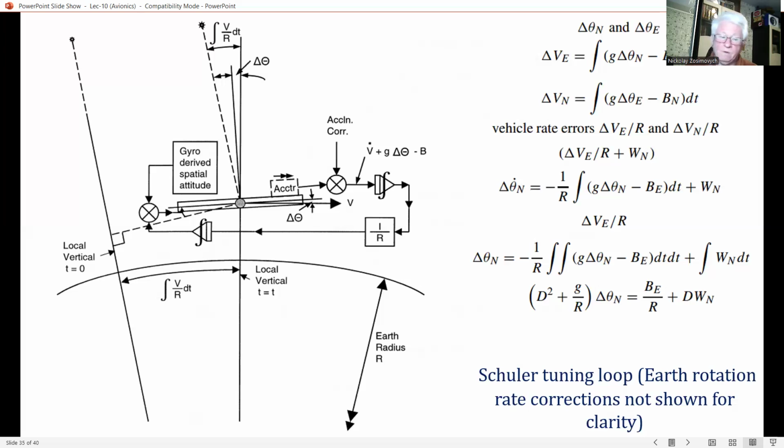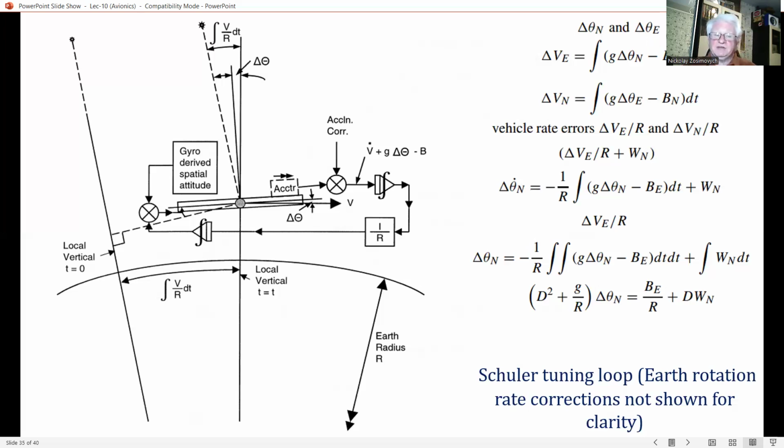second, gyro drift rate, which introduces a direct error in the applied vehicle rate about the north and east axes, W sub N and W sub E, and has a major effect on the system accuracy, as will be explained here. These errors, in turn, produce tilt angle errors, delta theta N and delta theta E, about the north and east axes, right?